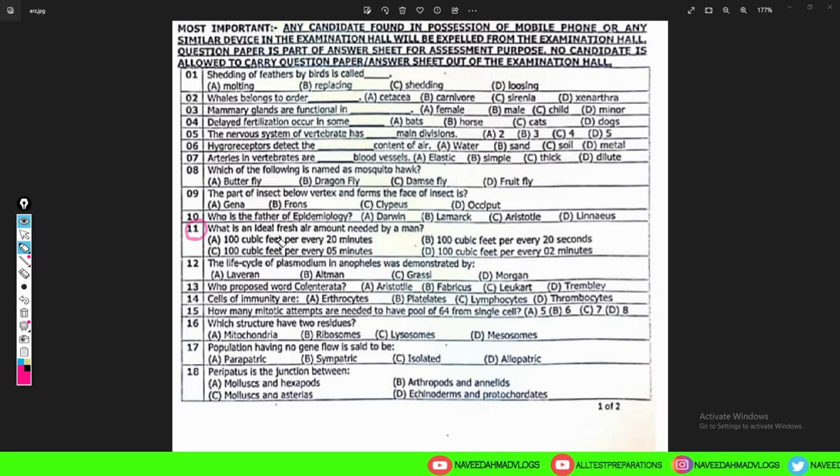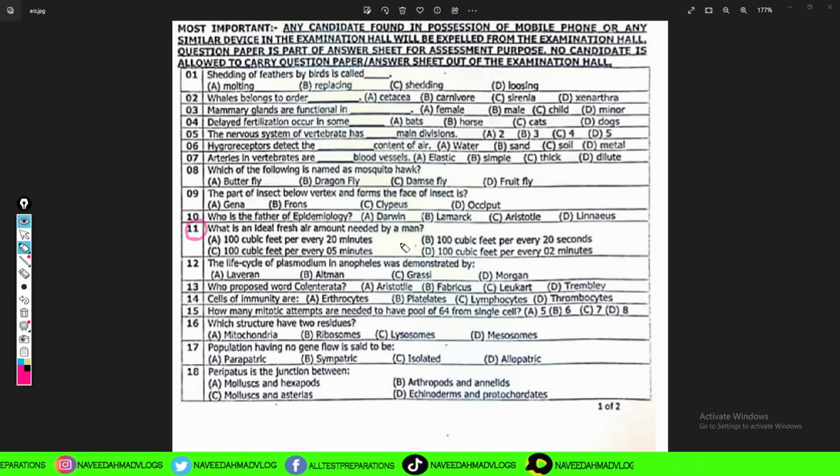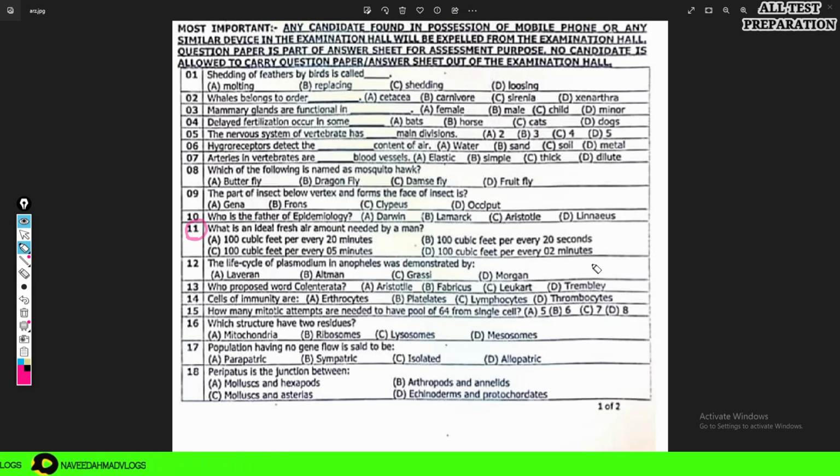What is an ideal fresh air amount needed by a man? Option A, 100 cubic feet per every 20 minutes. Option B, 100 cubic feet per every 20 seconds. Option C, 100 cubic feet per every 5 minutes. And option D, 100 cubic feet per every 2 minutes.